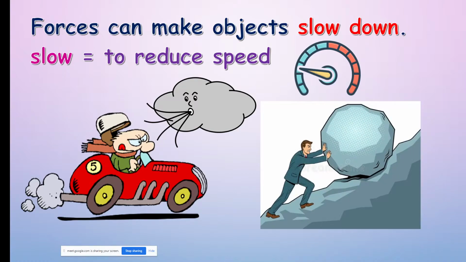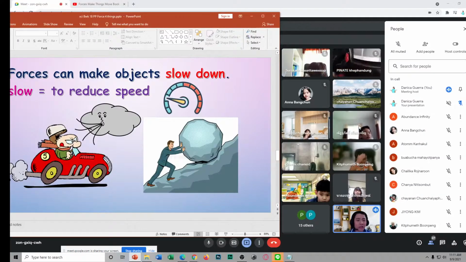Another example is this one. You have a big rock or something falling down on a slope, on a slide. And then you try to push it so that it will slow down or you want to stop it from moving. Now, can you say another example of things that can slow down once you push it or you pull it?